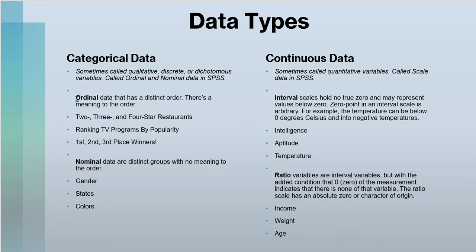Interval data has no true zero. It may represent values below zero, have negative values. A temperature can be negative, but there's never no temperature. There's always some kind of temperature. Ratio variables are interval variables, but with the condition that zero of the measurement indicates that there's none of that thing, right? You can have zero income, right? We've all been there.